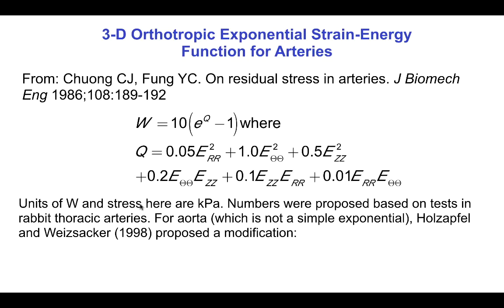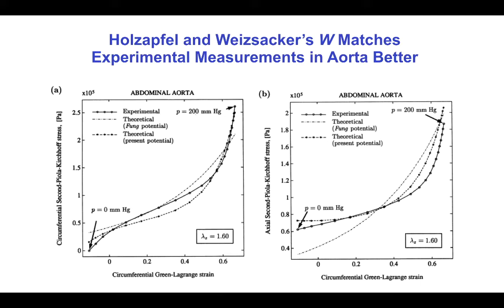However, for aorta, which is not a simple exponential stress-strain relation, Holzapfel and Weizsäcker proposed a modification that actually worked a little bit better. Their law was 33.6 times I1 minus 3 plus 4.2 times e to the Q minus 1, where Q was the same exponent seen here. So what they did is they added a linear term to the exponential stress-strain law. And the result of that can be seen here.